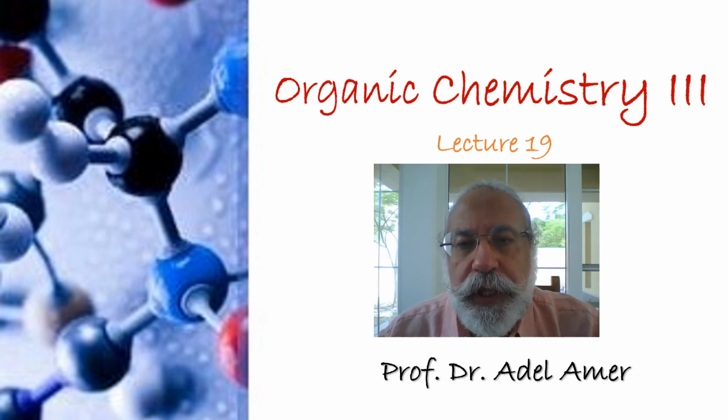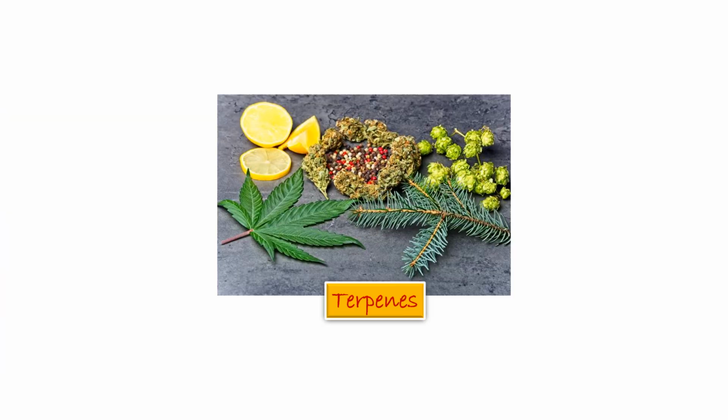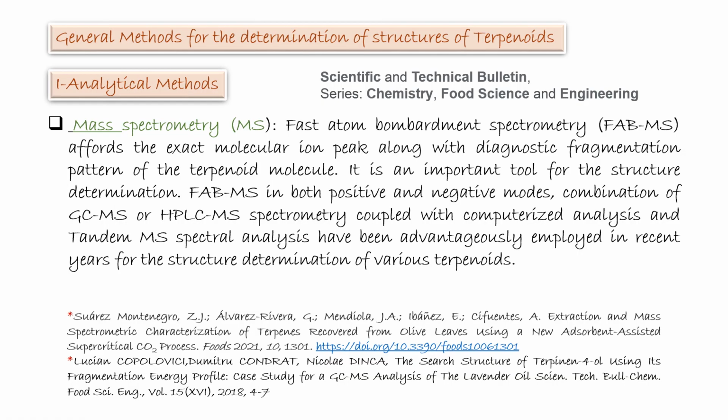Welcome to lecture 19, Organic Chemistry 3. This is an English version. In this lecture, we continue on terpenes and terpenoids, general methods for the determination of structures of terpenoids. First method, analytical method using spectroscopy.